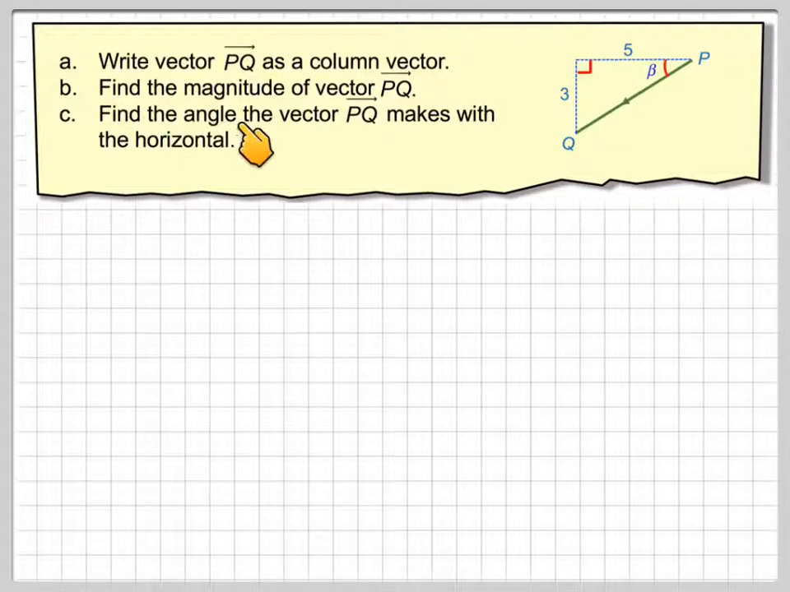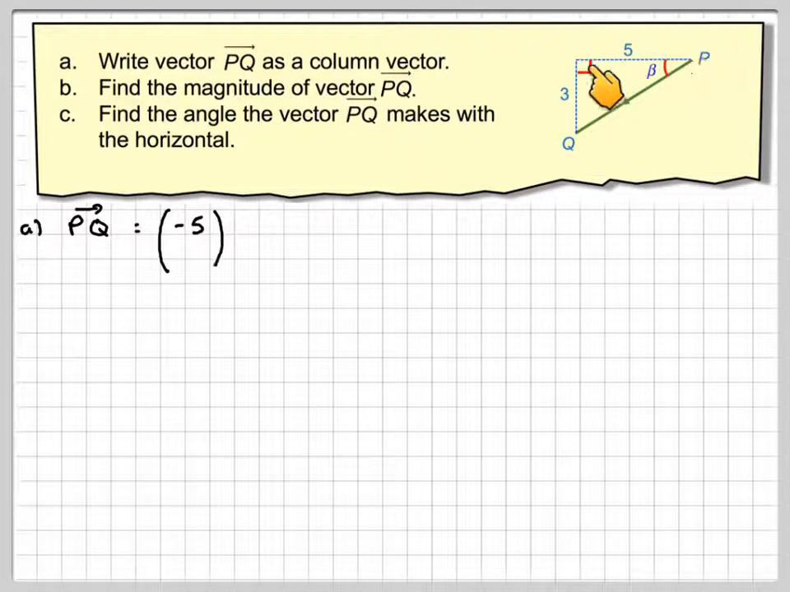And then find the magnitude of the vector PQ, i.e. find the length of the vector, and find the angle the vector PQ makes with the horizontal, which is going to be the angle beta there in the diagram. Now we have to be careful, because we're going this way and then down, so we're going to the left, then we have to say that the PQ is minus 5, and then down 3, which makes minus 3.